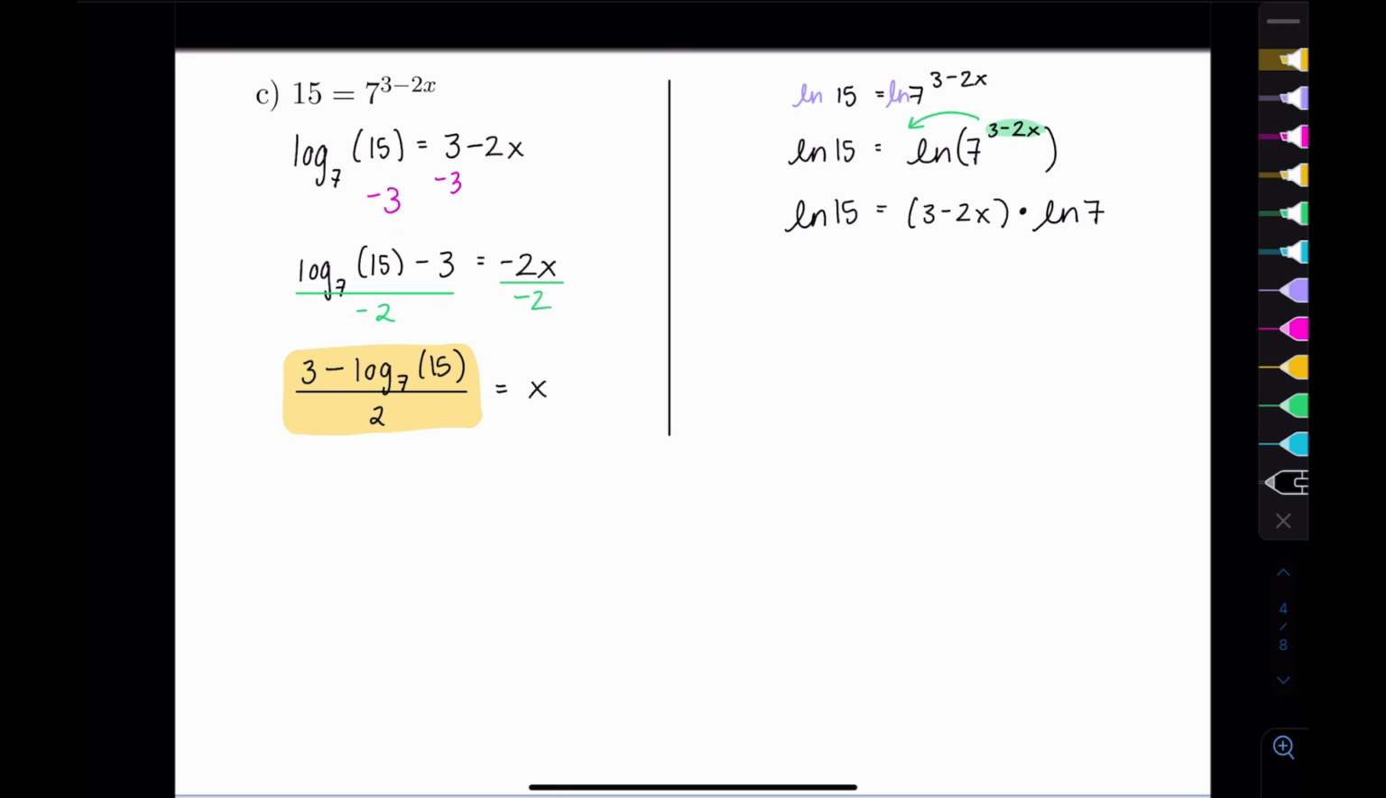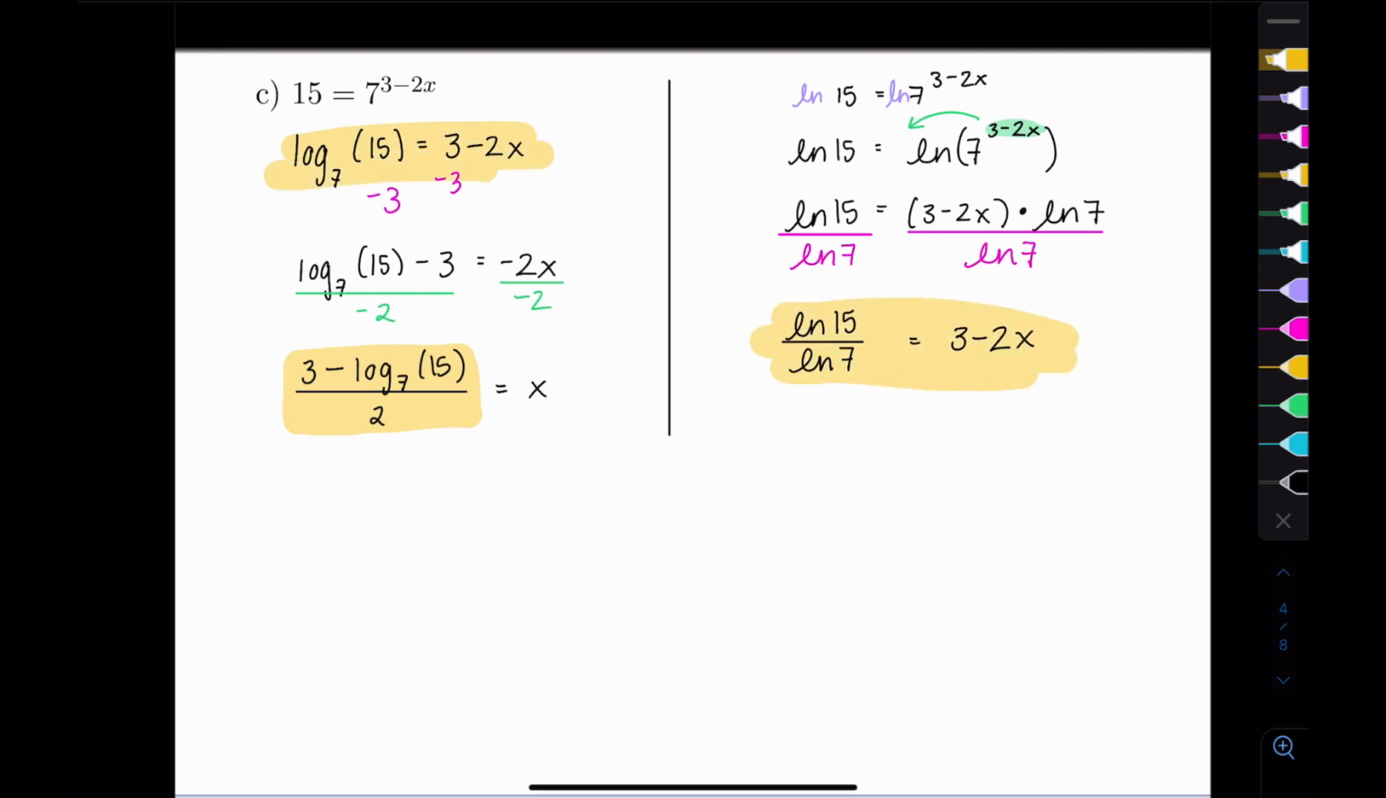Okay. And then from here, to get the x on its own, I want to get rid of this constant. So I can go ahead and divide this side by natural log of 7, which is exactly what I would have to do over here as well. So on the left-hand side, we have natural log of 15 over natural log of 7 is equal to 3 minus 2x.